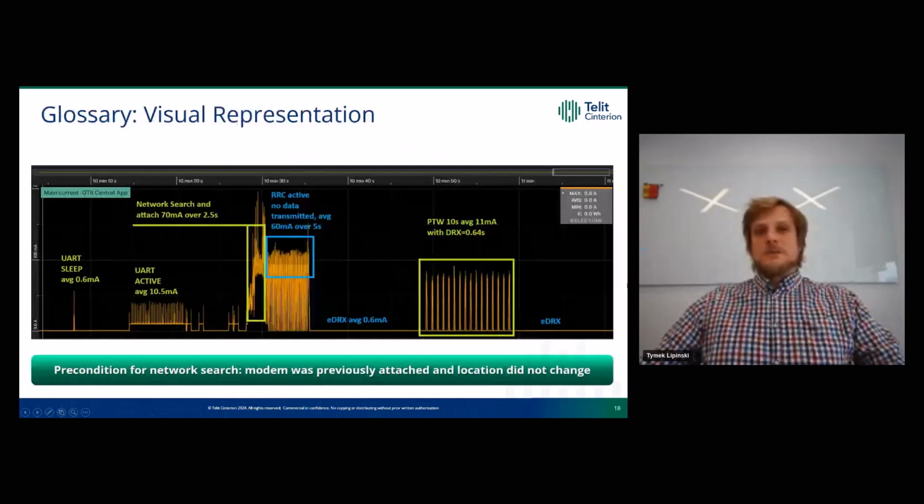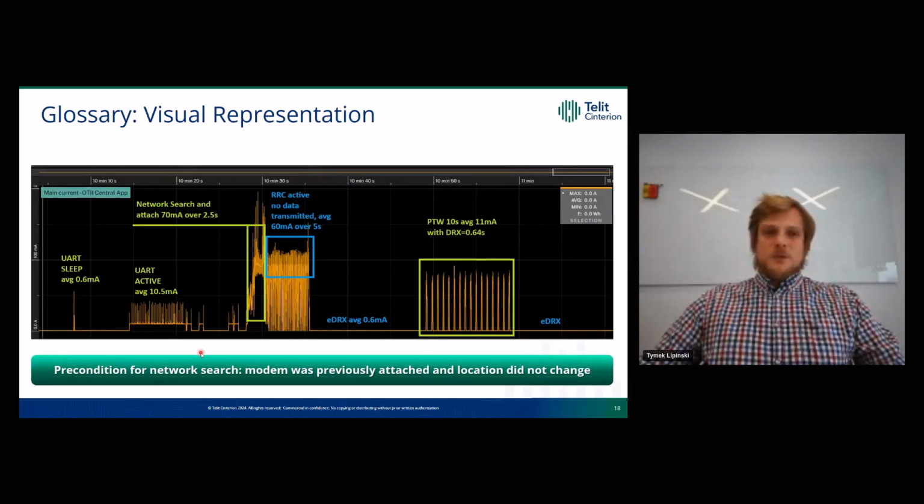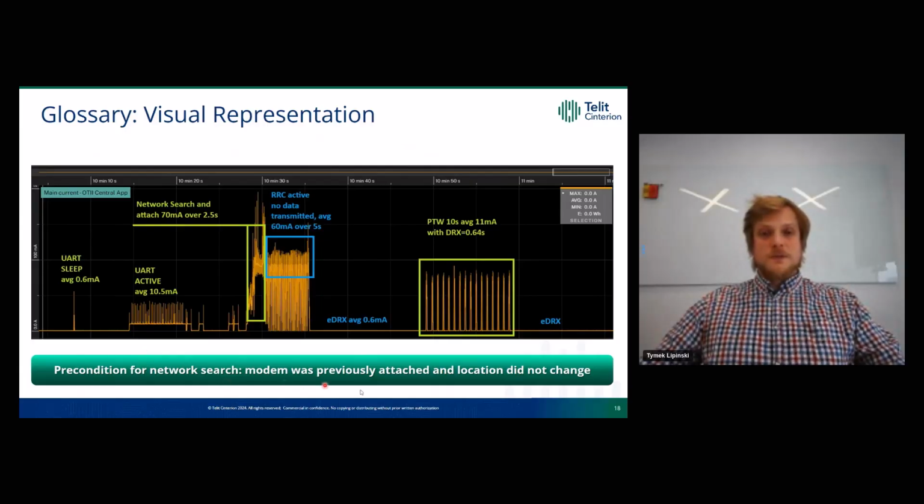Let's go into some visual representation of the terms we discussed today. Key remark here, the precondition for this current capture was that the modem was previously attached to the network and the physical location of the modem did not change. So here the modem was in deep sleep, averaging 0.6 milliamp during this period.